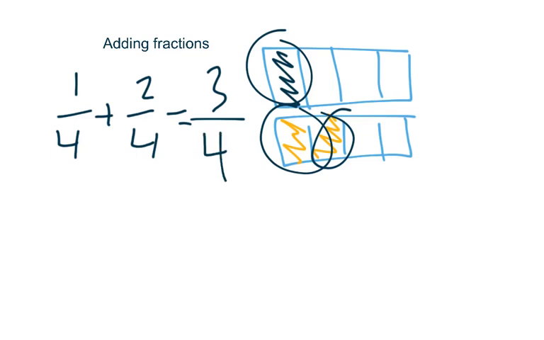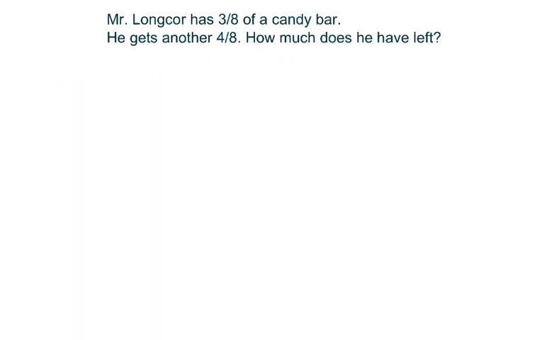3 what? 3/4. So remember, when you're adding fractions, the denominators always have to be the same number. You can't add them if they're different. And you only actually change the numerator, or how many you have. Okay? So here's another example.